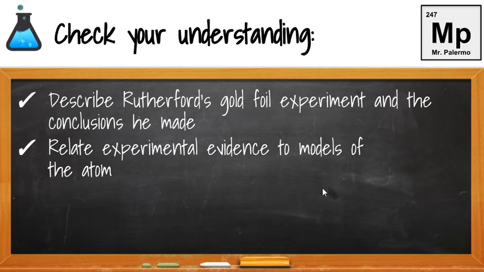So let's check your understanding. Can you describe Rutherford's gold foil experiment and the conclusions that he made, and can you relate experimental evidence to the models of the atom?